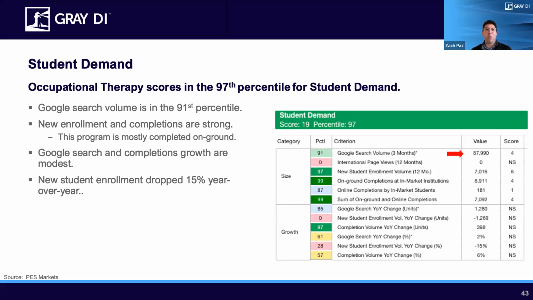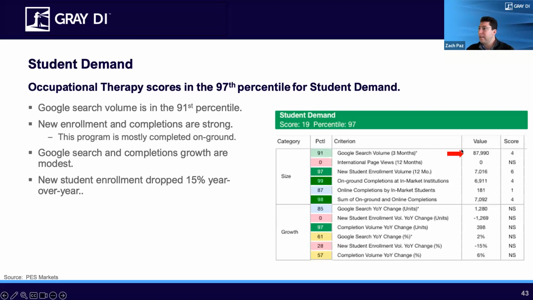I can't tell you how many reports I've seen where they just report the number of completions and you're like, okay, well, what do I do with that? Or if you have Google search data, they report the number of searches. Okay, what do I do with that? So we built a way to say, how does Google search compare to every other program? Basically, let me get a column of every single program and then sort it, and then tell me where on that list occupational therapy falls. In this case, it's the 91st percentile, so it's in the top 9% of programs based on Google searches.